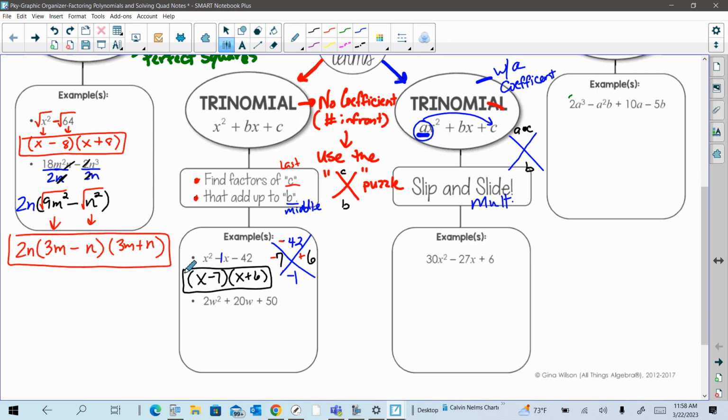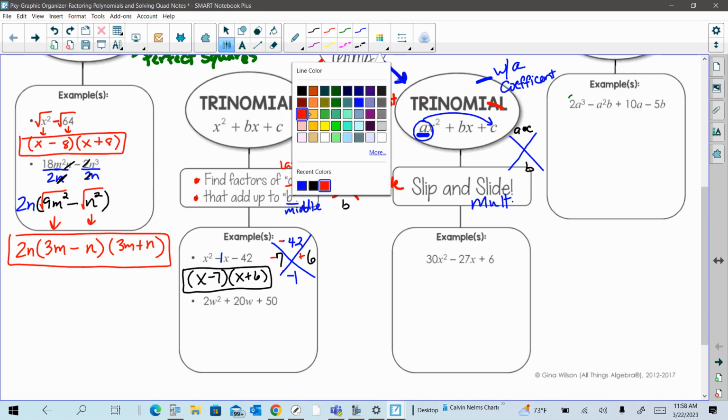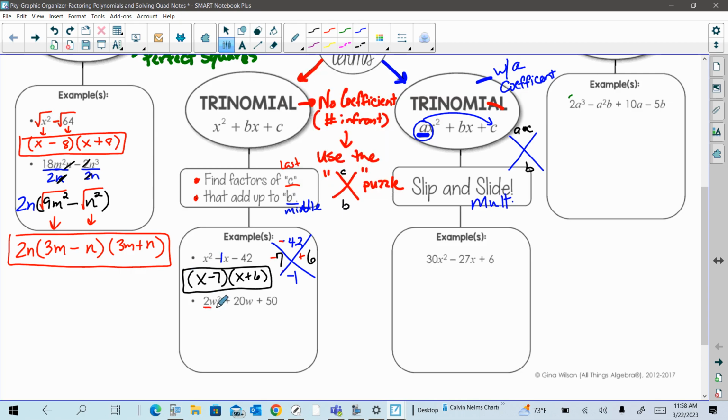Now on this next example, we need to do a GCF first, because I see a 2w, a 20w, and 50, but I know 2 can go into all of those. So we're going to divide each term by 2. Now we're going to have w squared minus 10w plus 25. So now I'm back to a basic trinomial. There's no number coefficient in front of this w squared.